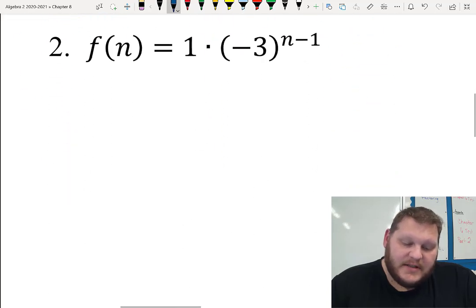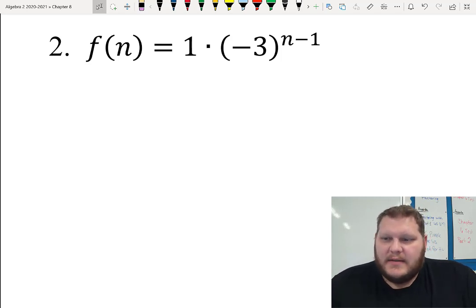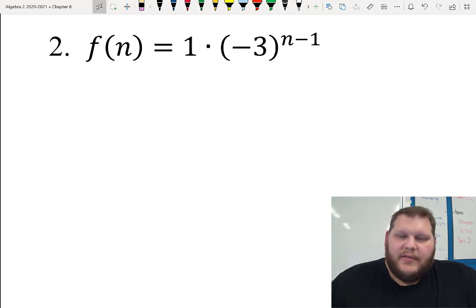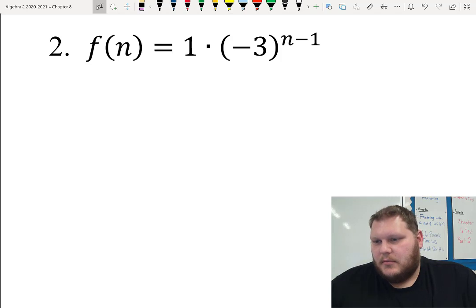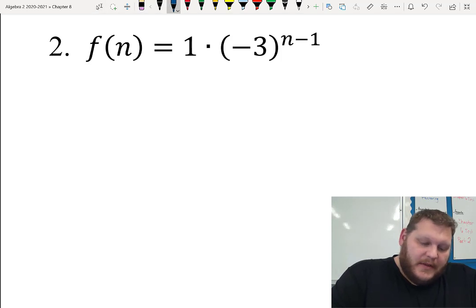Another way that they can give us the equation here is in function notation. So in function notation, they're just replacing a sub n with f of n. It still means the same thing. n is still my term number, my position number, and then f of n would be what the actual term is in that position.